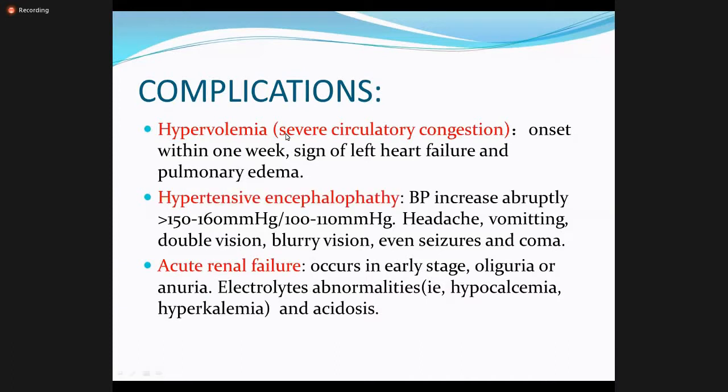The third common complication is that they may go into acute renal failure. These complications usually develop within a week, in the early stage. In acute renal failure they present with oliguria or complete anuria, with electrolyte abnormalities and acidosis.